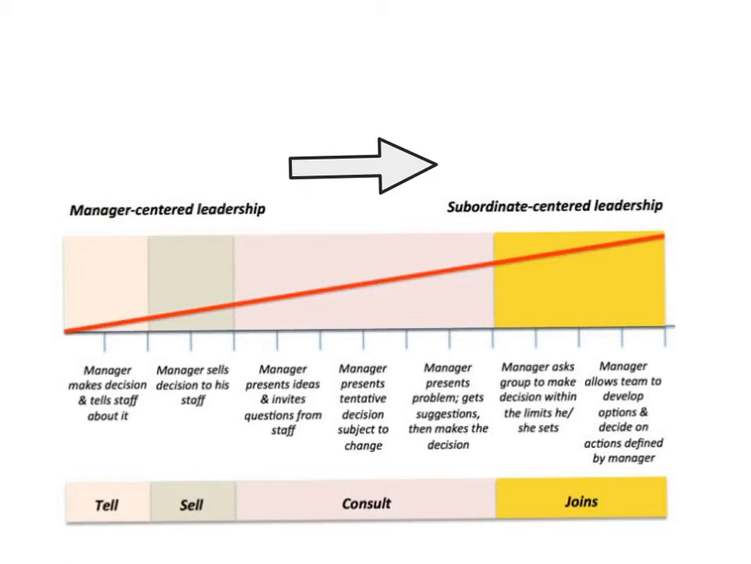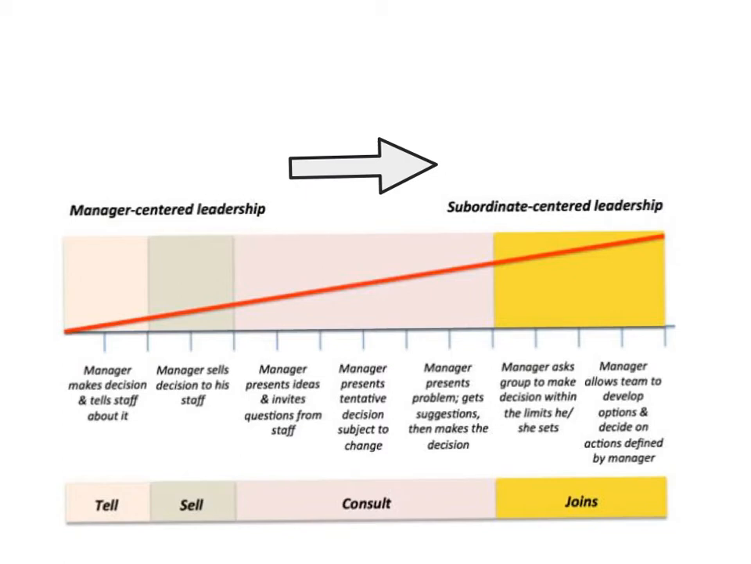Now, in this type of theory, a theory X would probably need more of a manager-centered leadership, because they're probably not going to take the initiative. They're probably not going to drive further and try to really enhance the business.